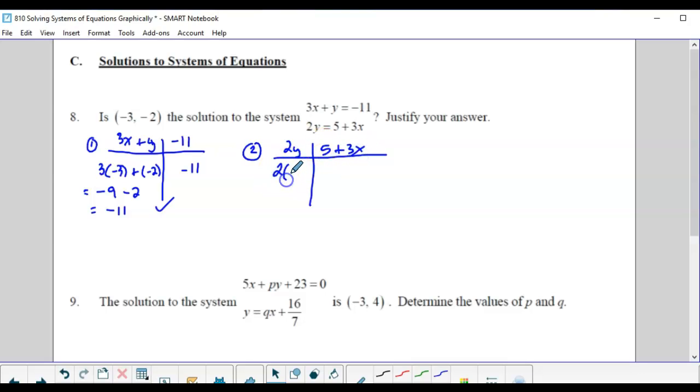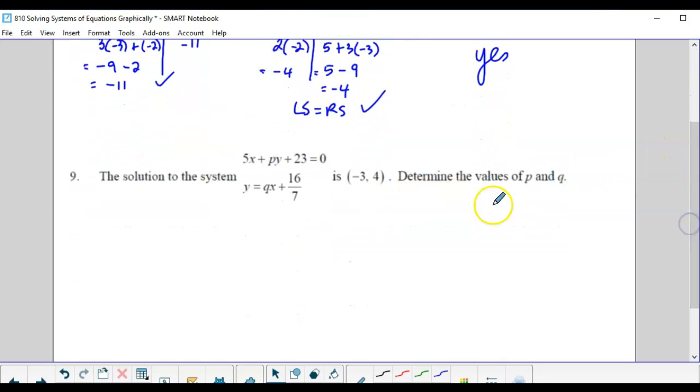And then the second equation, that's 2 times -2 plus 3 times -3... so this is -4 plus... that's going to be 5 minus 9, which is negative 4. So left side equals right side. Yes, it is.